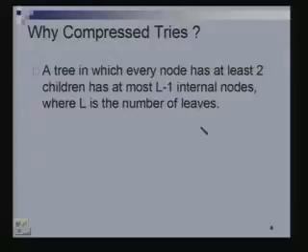Okay, so this is a fact which you will prove for yourself. It's very simple. Suppose I have a tree which has L leaves in it, and every internal node of the tree has at least 2 children. Then the number of internal nodes cannot be more than L minus 1.